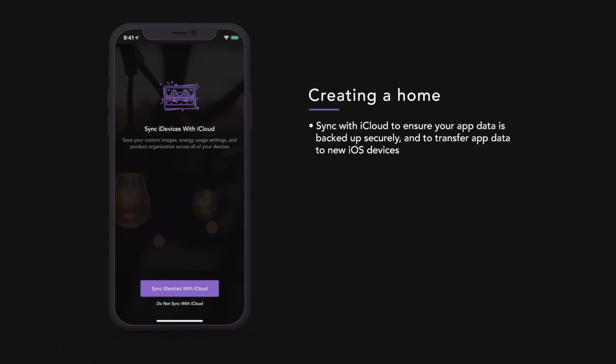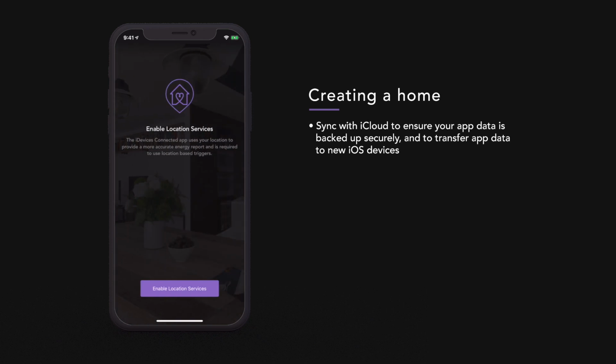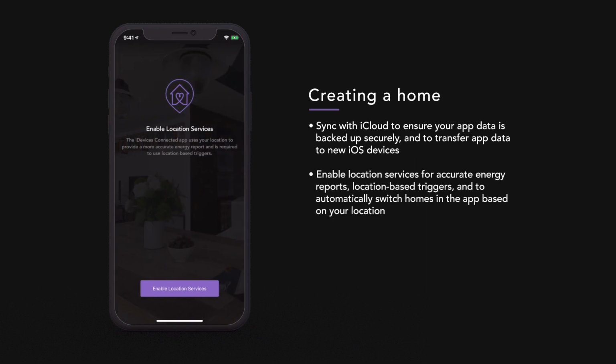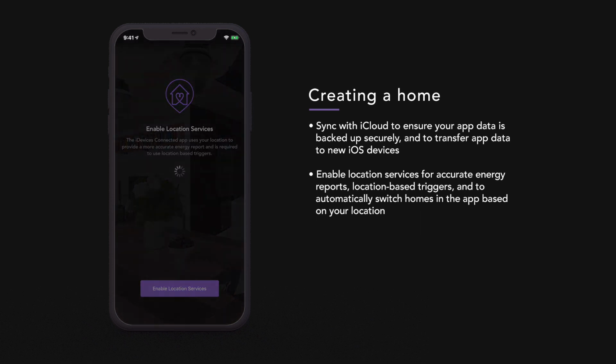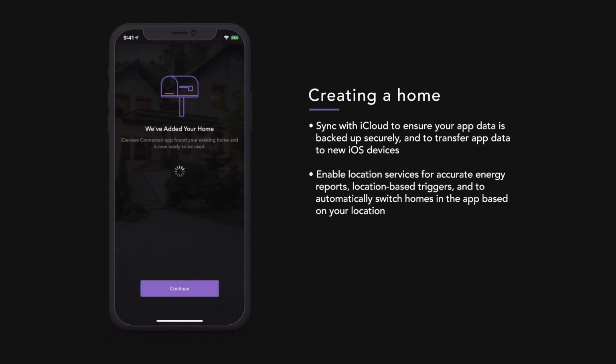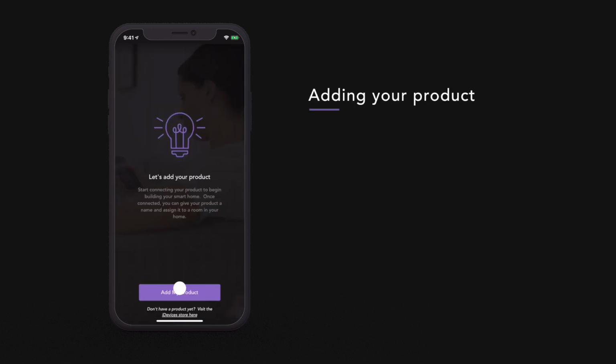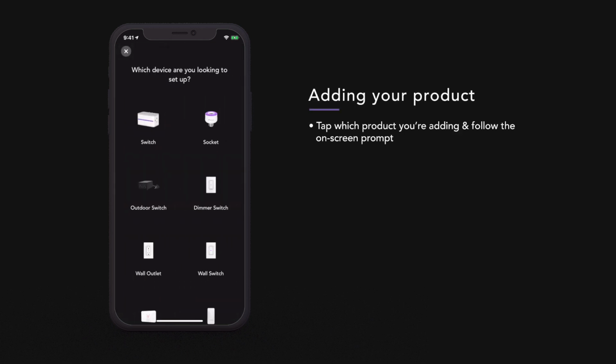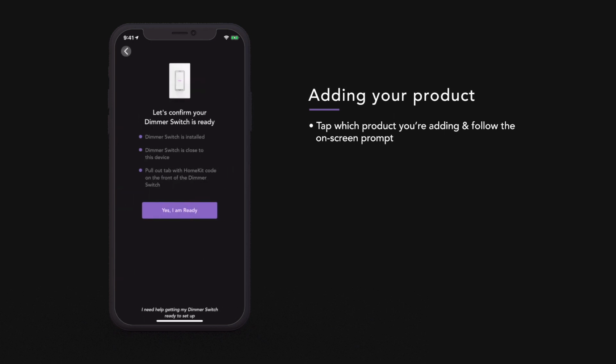Sync with iCloud to ensure your app data is backed up securely and to transfer app data to new iOS devices. Enable location services for accurate energy reports, location-based triggers, and to automatically switch homes in the app based on your location. To add a product, tap which product you're adding and follow the on-screen prompts.